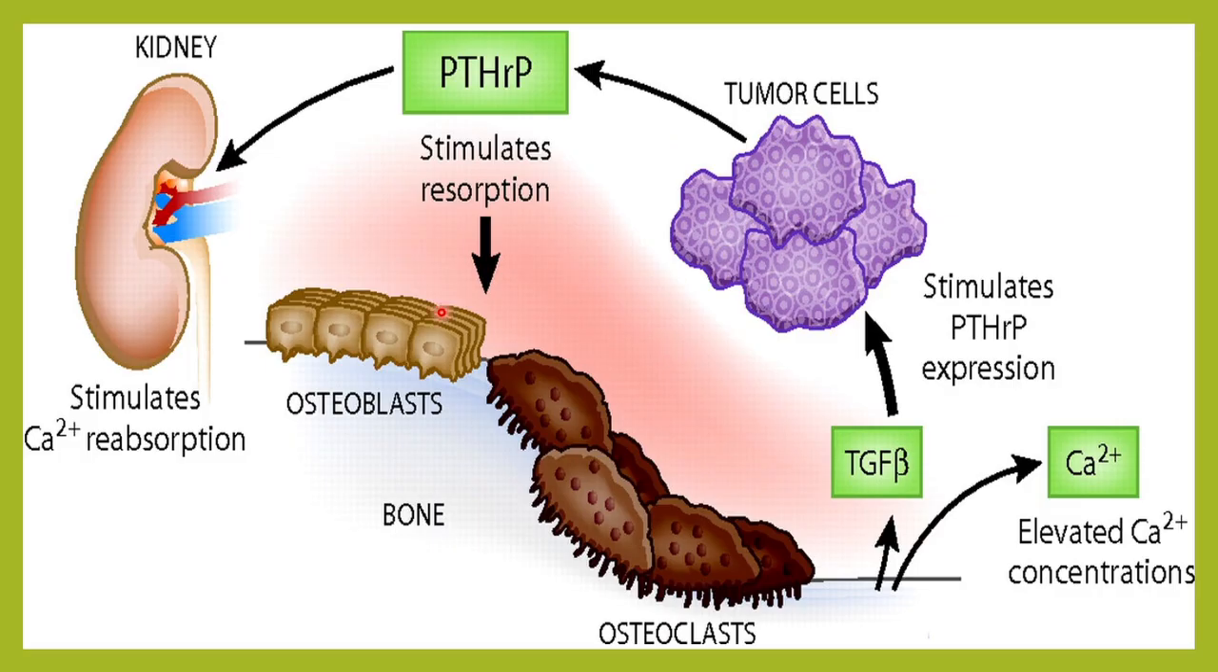So you can see here that this is a tumor cell, this is a cancer cell, could be a breast cancer, could be a renal cancer, etc. It stimulates the parathormone related protein expression. So whenever this parathormone related protein expression is there, there is resorption of the bone by the osteoclast. It will stimulate the kidney to absorb more and more calcium, and there is an increased level of calcium.